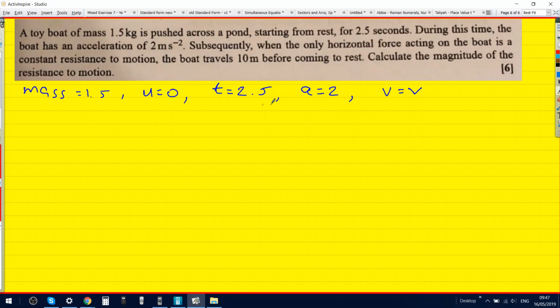Yeah, so how would you find when that ends and the other one starts? So how would you find v for this one? Well, which SUVAT equation do we need, which is the one?